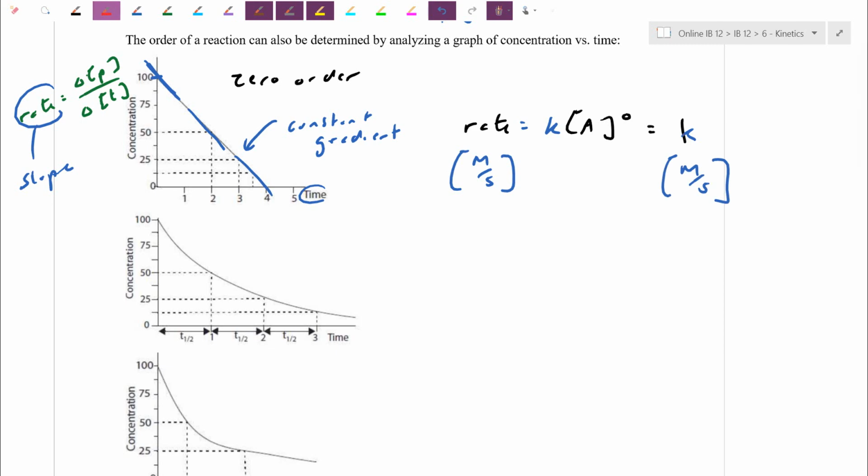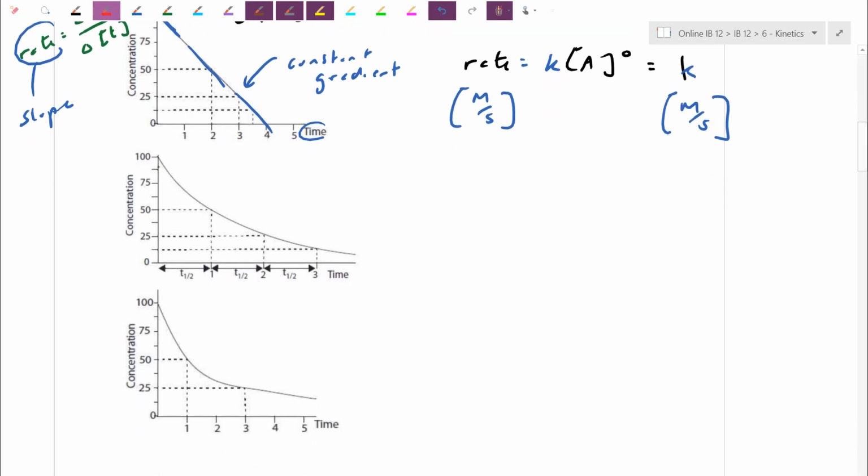Now, just tracking through the slopes here. At the beginning, when my concentration is high, we actually have a really steep slope. And then we gradually get more and more shallow because I have fewer particles. There are not as many collisions that are going to happen with the right geometry. There are fewer particles with the right amount of energy. All that comes back again. This one here is plotting a first order graph.